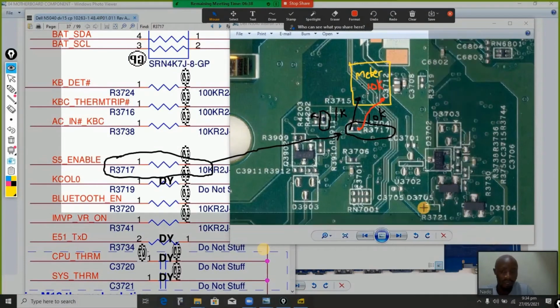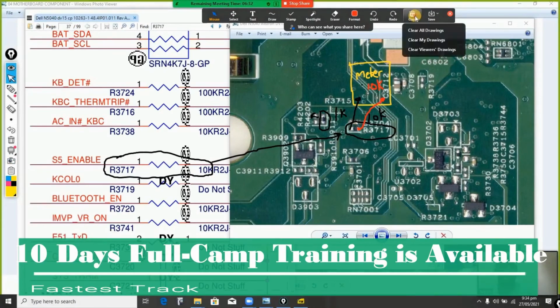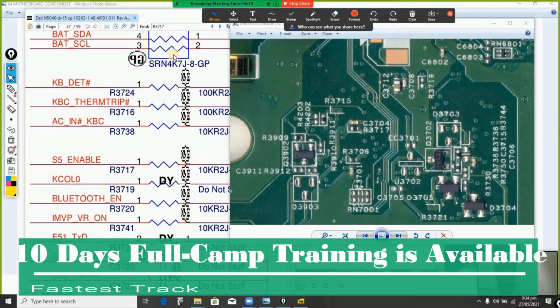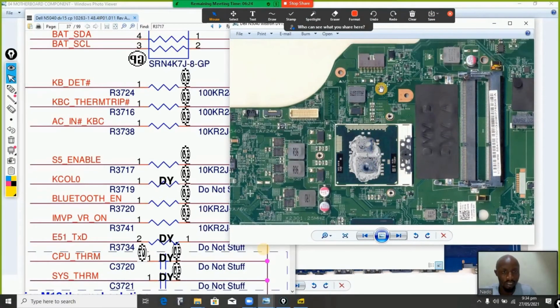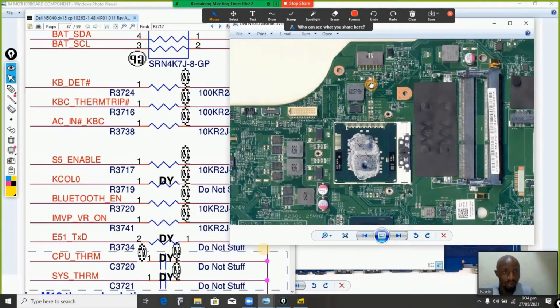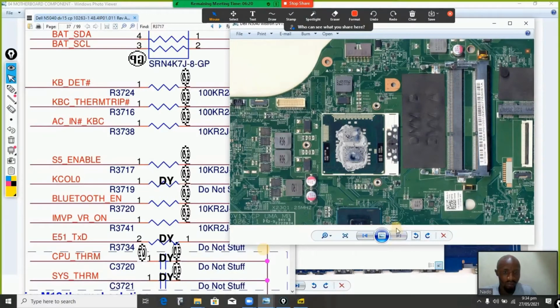A resistor doesn't necessarily mean it's going to be small like this. There are some resistors that are bigger. When we are talking about CLR, the CLR resistor is always bigger. For instance, let me check the CLR of this board. Let me go to the other side.